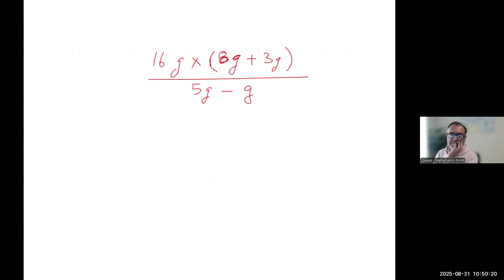Okay, the answers are coming in. 44, 44g. 45g squared. 44. 176g. Okay. All right. 44g is the right answer.